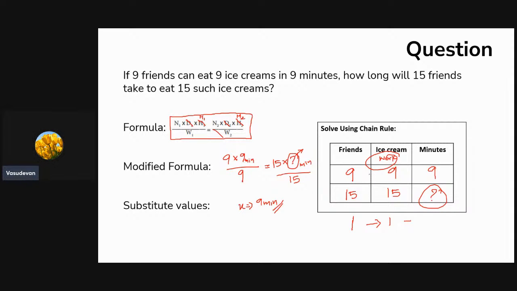So in this case, nine friends, nine ice creams, it is 9 minutes. One friend will have one ice cream at a time, and he will complete that one ice cream in 9 minutes. Similarly, if 15 friends are having 15 ice creams, there also it will be the same 9 minutes. I hope you guys are getting this. And moving on to the next one.